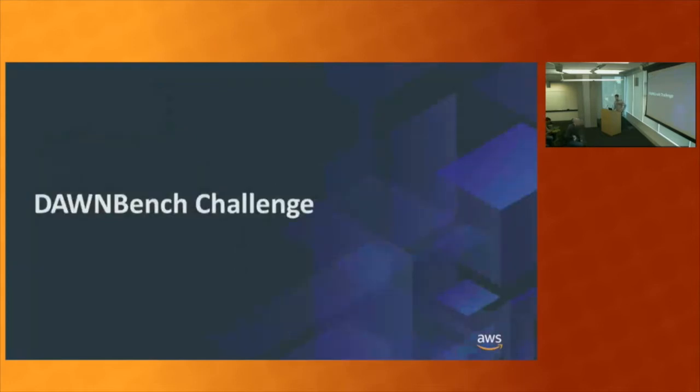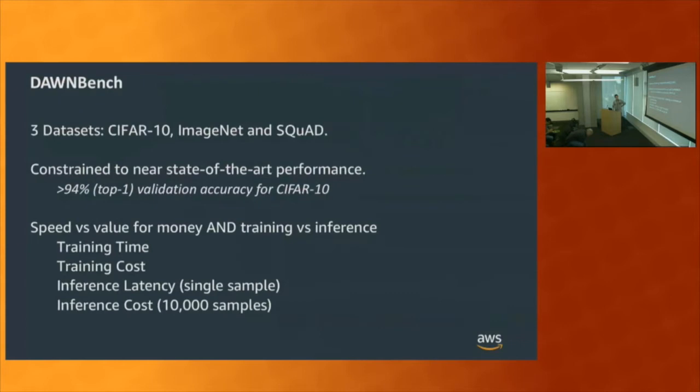DAWNBench was a competition that was set up by Stanford University. The coverage of the benchmarks was across 3 different data sets. They've got computer vision data sets, which are CIFAR-10 and ImageNet, and they've got an NLP data set, which is SQuAD. For these tasks, they assign different tasks that you need to do. For the computer vision, that's image classification. And for the NLP task, that was question answering.